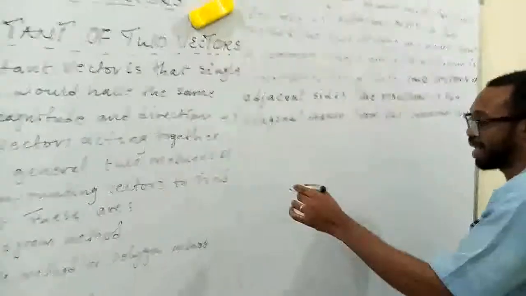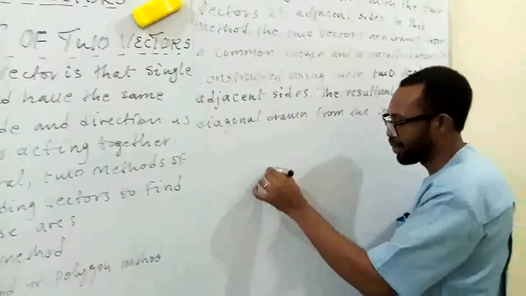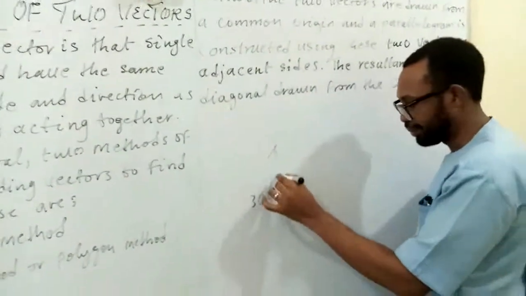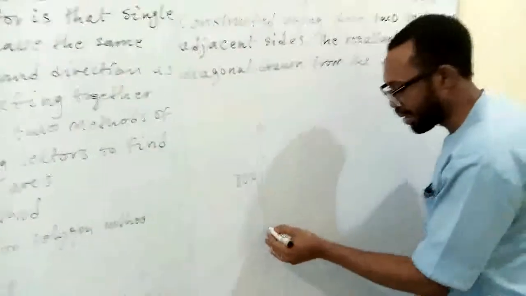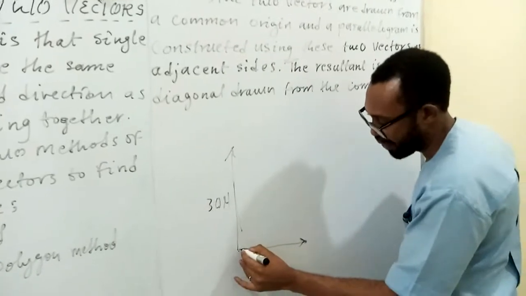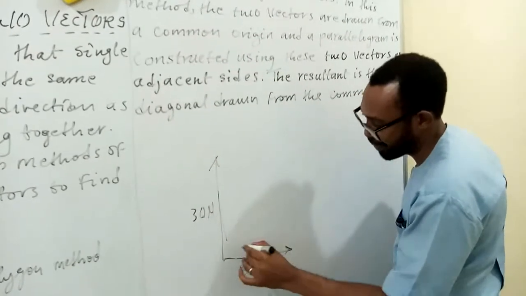What this simply means is that when we say there are two vectors, like what I showed you earlier on, and if you have a vector of this sort, let's say this is 30 newtons, and then another vector, 20 newtons, I said they must have the same origin. This is 20 newtons, right?